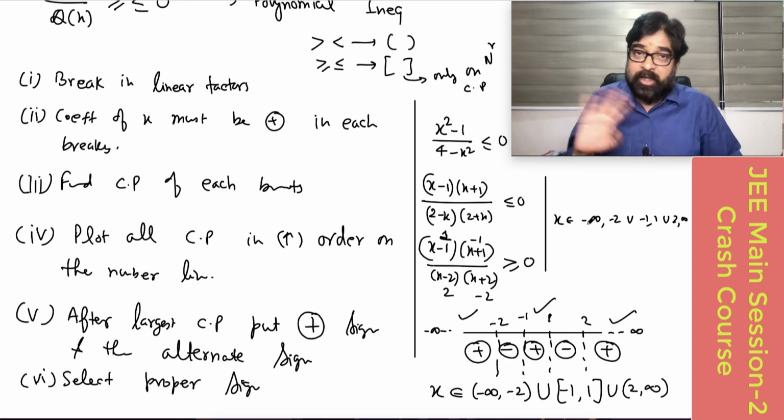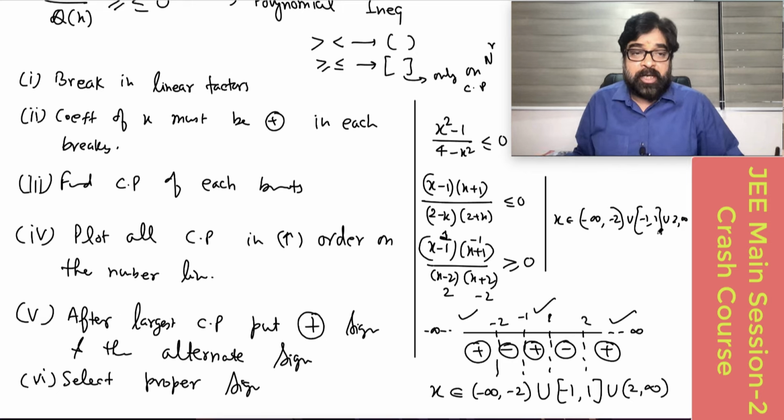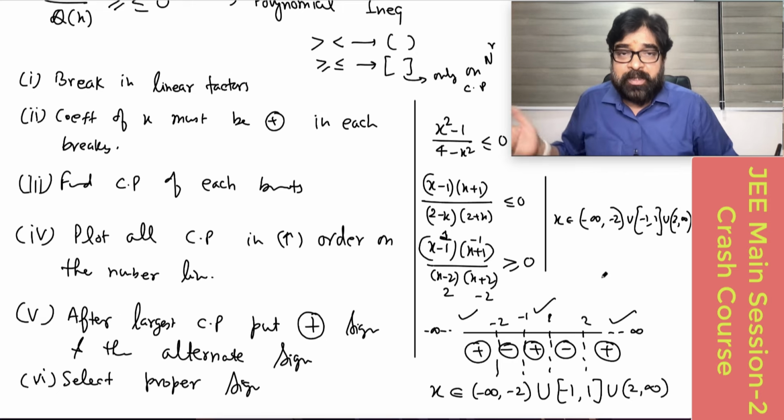Minus infinity is not a numerator critical point, so open. Minus 2 is not a numerator critical point, so open. Union, minus 1 is a numerator critical point, so 100% close. Here also 100% close. Here open. Did you understand? It's very simple and straightforward.